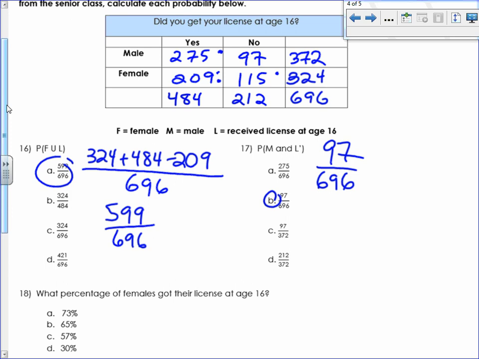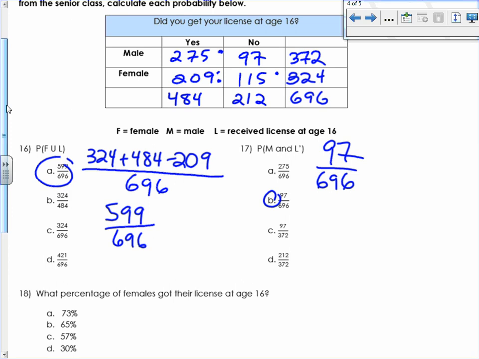Yes, ma'am. Okay, so if it doesn't tell you what's given, it could be asked two different ways. It might say, what's the probability that someone has a license given that they're a male? So if I say given that they're a male, then I'm only looking at the males. That would be my denominator. And then the top number would be 275. So it'd be 275 over 372.